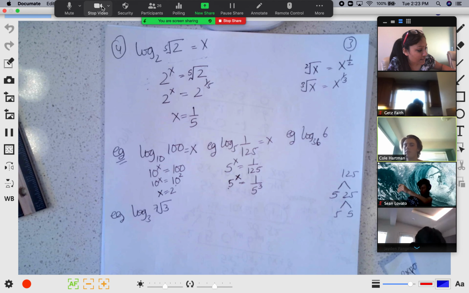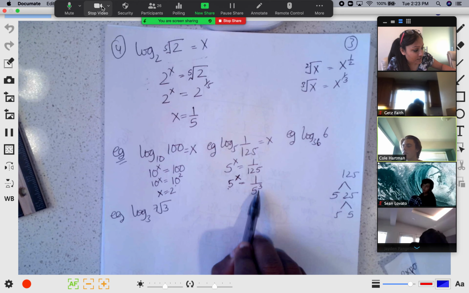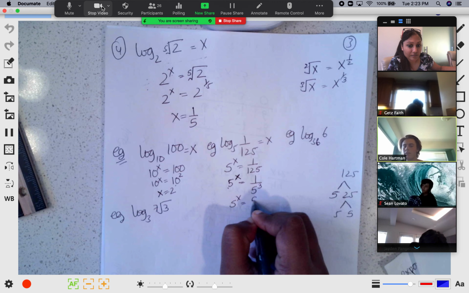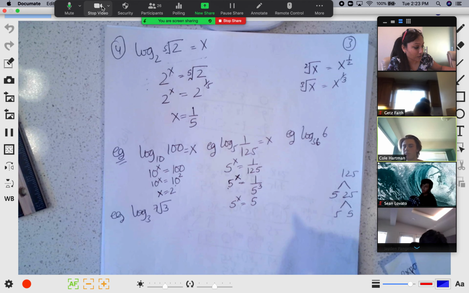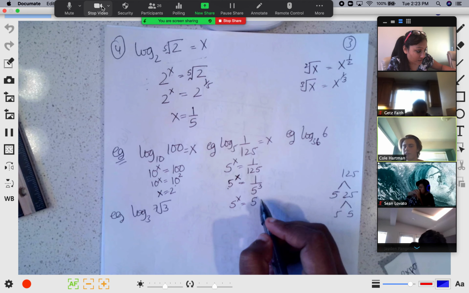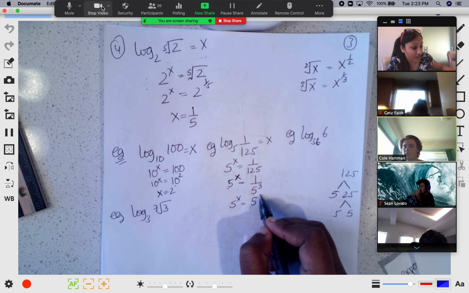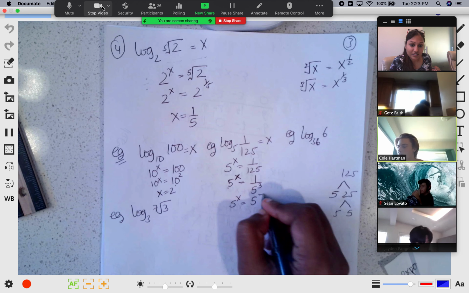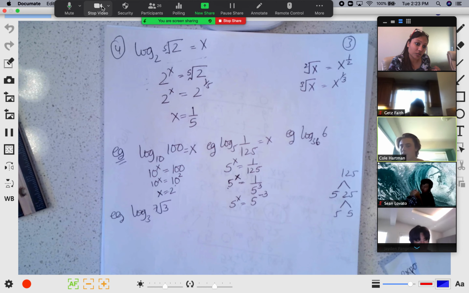But note, it's in the denominator. So your answer is 3. If I take it in the numerator, what does it become? 5 to the power of 3. No, it's in the denominator. You have to change the sign. Negative 3. Okay. So what's your x equal to, Cole? Negative 3. Perfect. Really good.